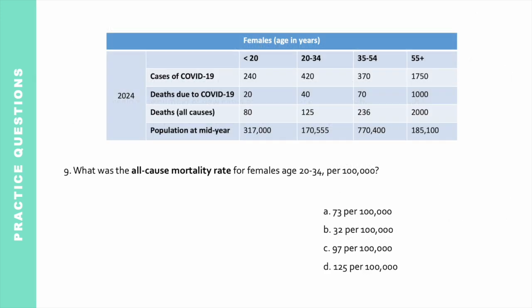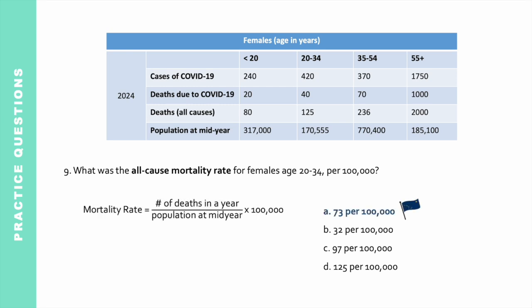What was the all-cause mortality rate for females aged 20 to 34 per 100,000? Mortality rate is the deaths in a year divided by the mid-year population multiplied by 100,000. So we divide the 125 females who died from any cause, aged 20 to 34, by the mid-year population, then multiply by 100,000 to get 73 per 100,000.